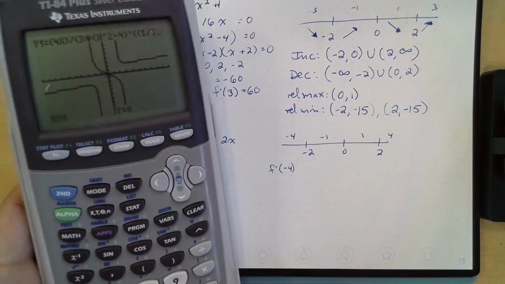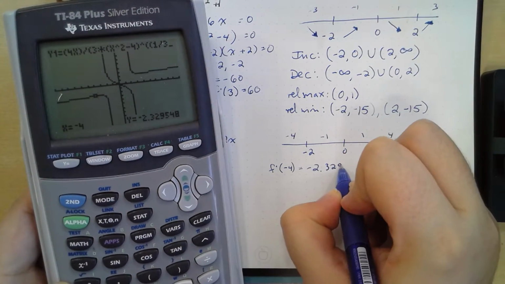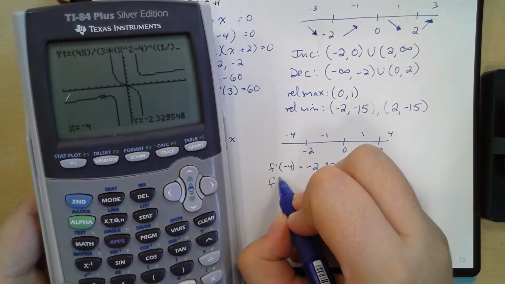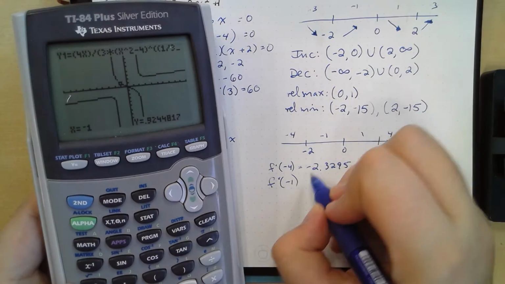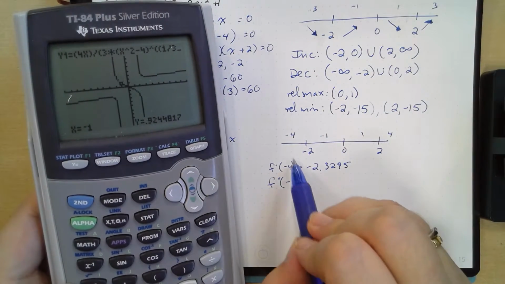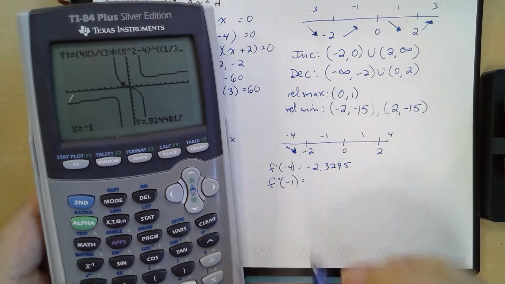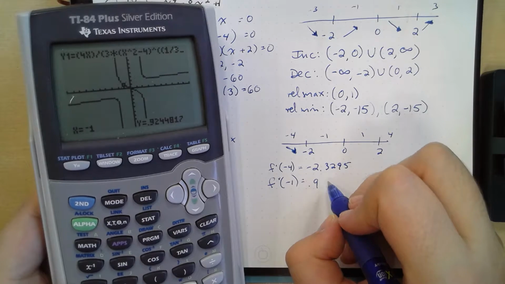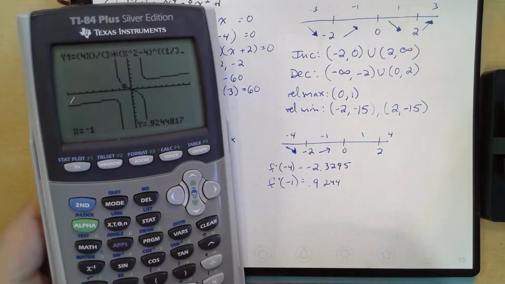So f prime of -4, I get something like -2.3295, blah, blah, blah, whatever. F prime of -1, I get, so, oh, I'm sorry, I forgot to write this down. If it's -4, it's negative, it's decreasing, right? -1, I got 0.9244, but that's increasing, okay?